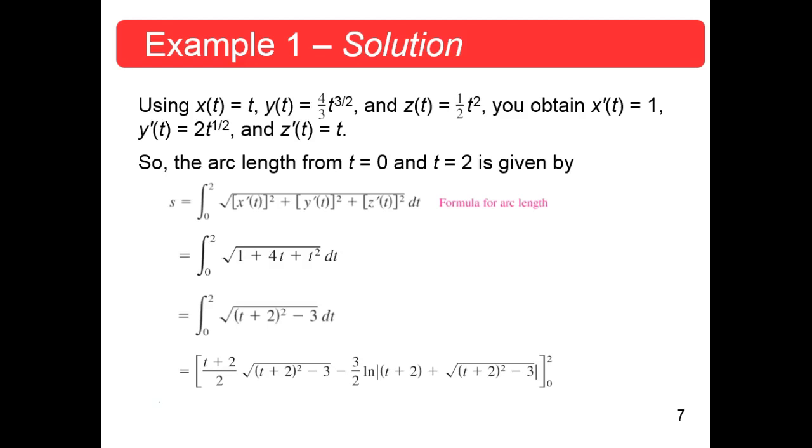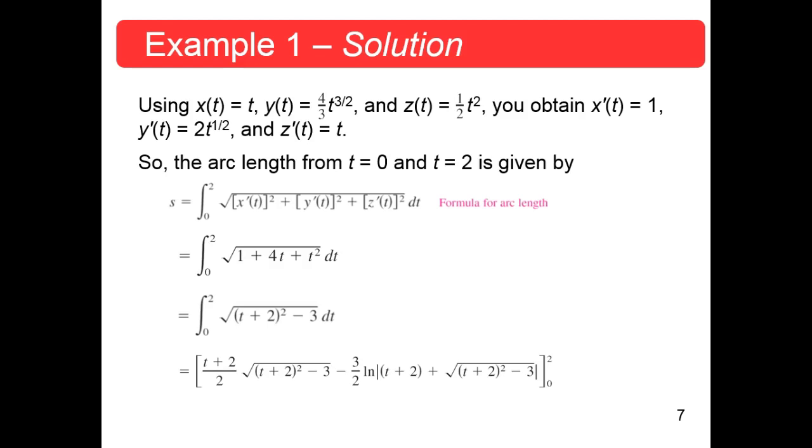And then this is a definite integral from 0 to 2. So plug in the 2 first, and this would be 2 plus 2 is 4, over 2 is going to be 2 root 4 squared minus 3. That's 16 minus 3 is 13. So this is root 13 minus 3 halves the log of 4 plus the square root of 4 squared, which is 16 minus 3 is 13 again, square root of 13.